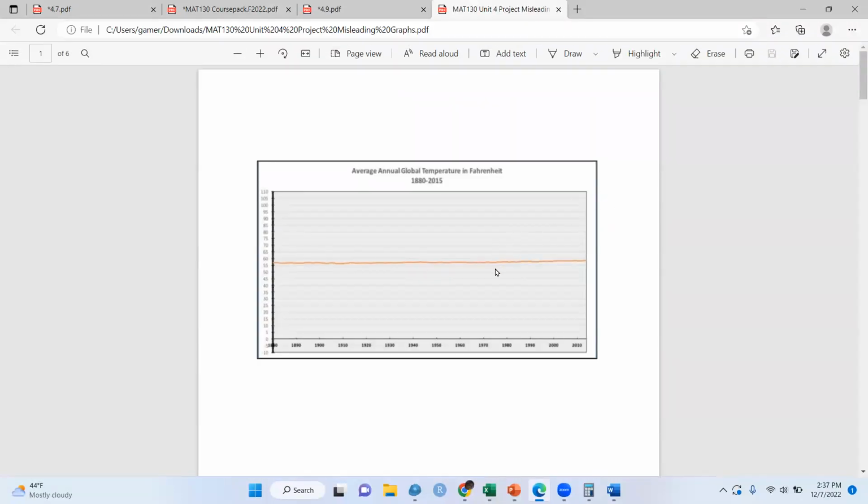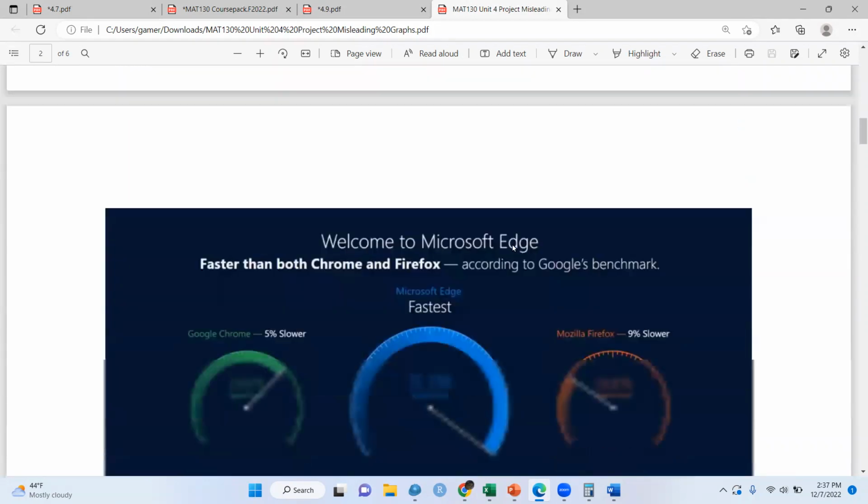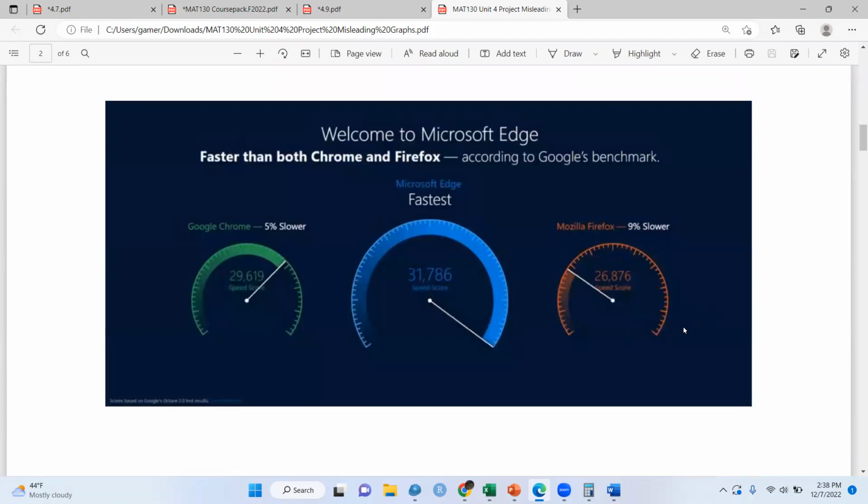And yikes, that's hard to view. There you go. I guess you could zoom in. So if this is the graph you pick, you need to tell me what this is talking about and how it might be misleading. There's that graph. There's this graph.